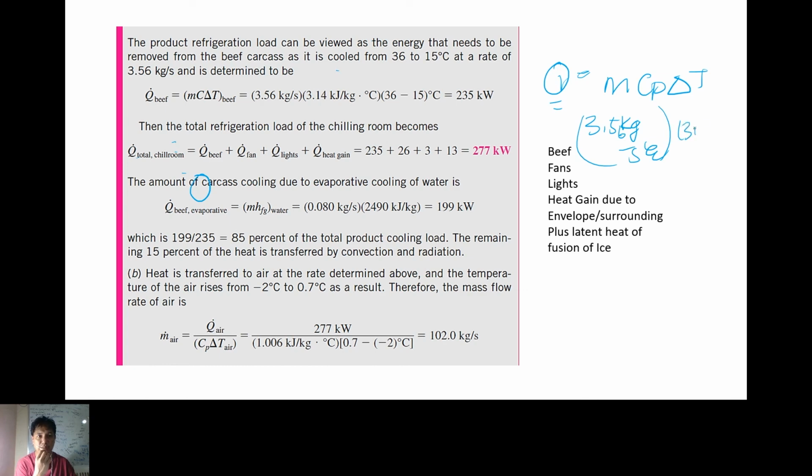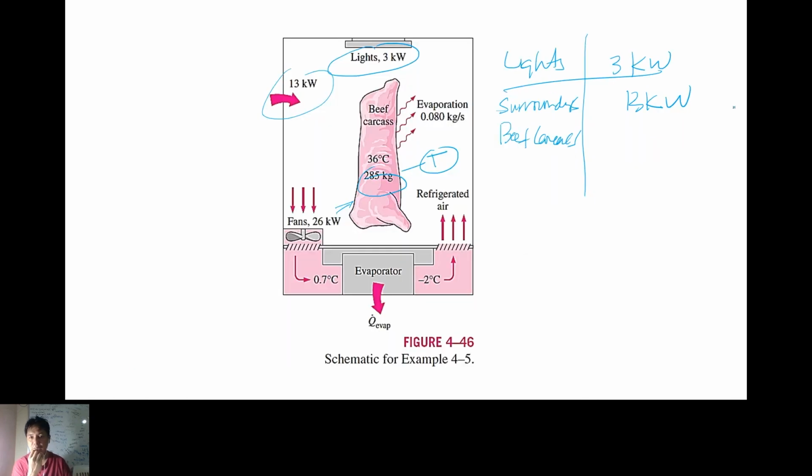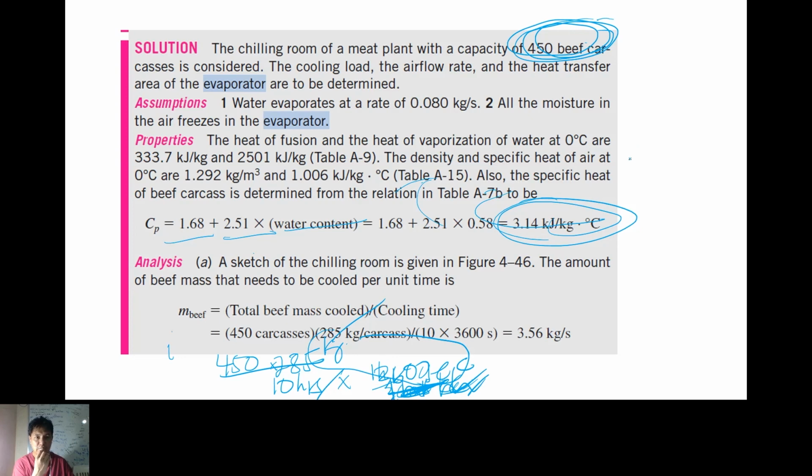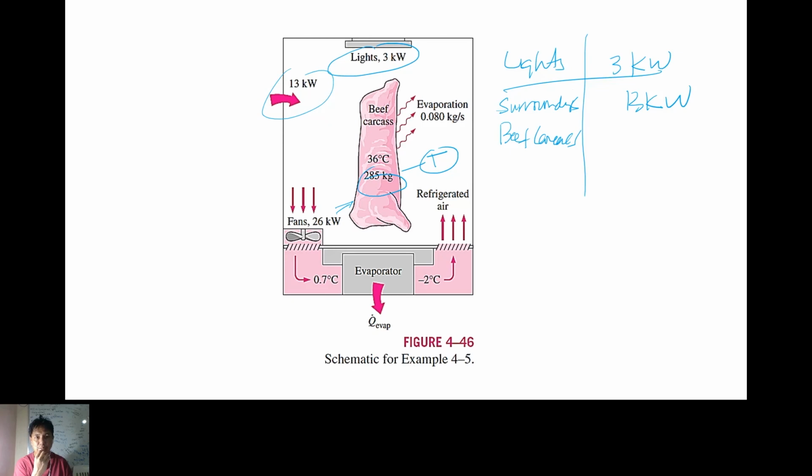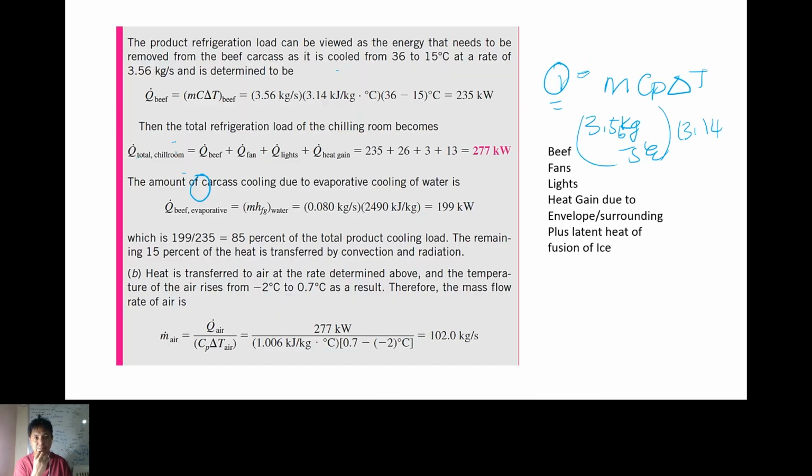I-multiply natin siya ng specific heat. Pag tinotal mo yung specific heat kanina, ginawa na dito sa 3.14. Pinag-add na, may table kasi nasa Cengel, hindi ko na nailagay. So ito 'yon, 1.68 plus 2.51 plus yung water content. Sa total 3.14 kilojoule per kilogram, degree centigrade or Kelvin. Pwedeng Kelvin, pwedeng centigrade, wala nang problema yon.